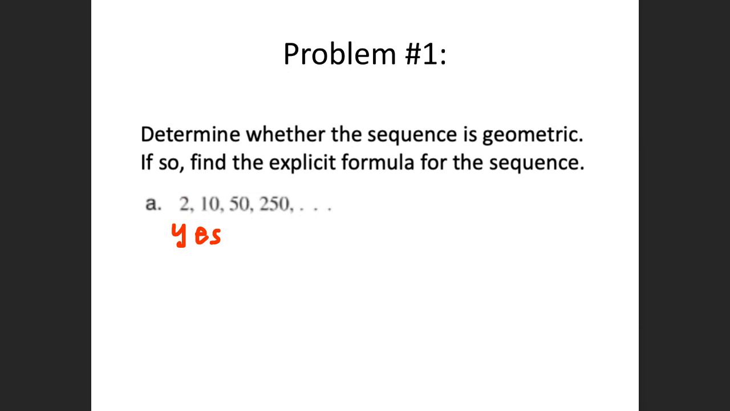All I need to know to write an equation for a geometric sequence is the first term and the r value. And the r value is 5. So this would be 2 times 5 to the n minus 1 power. And I should put a sub n here, right? Negative 1 instead of negative 2, correct. So that should be my equation. Done. That's as easy as it gets, isn't it? All right, that's problem number 1.